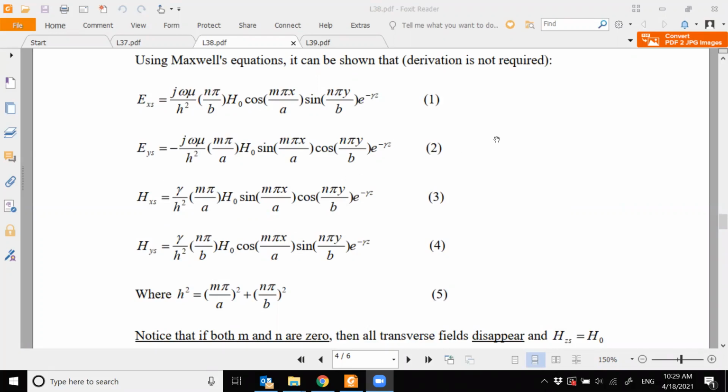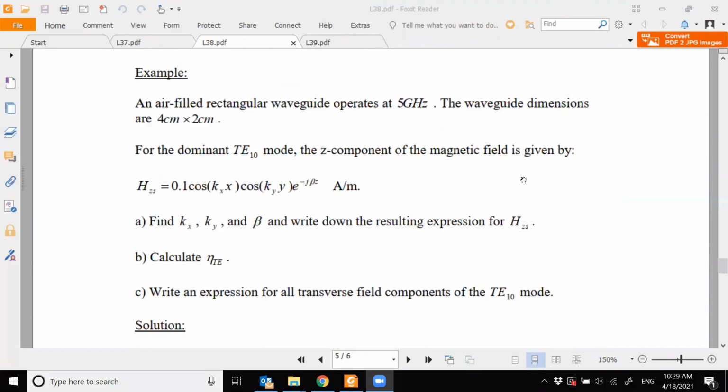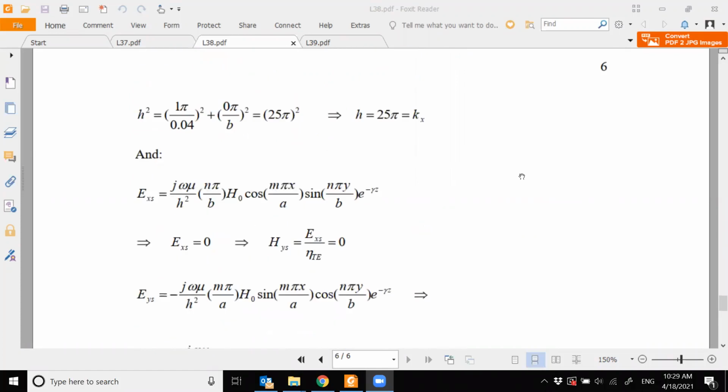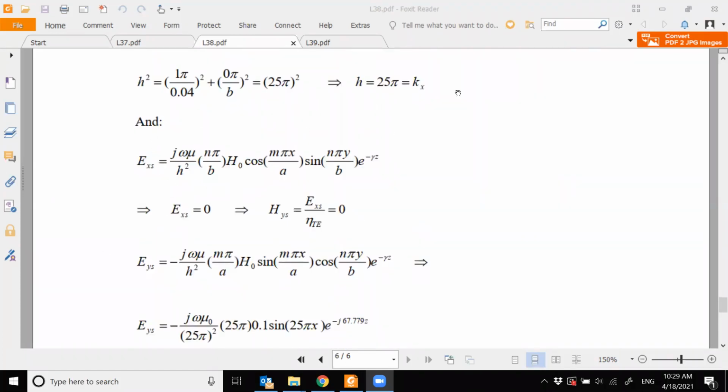So we know that Ky is 0, right? Our Ky is 0, or I would say N is 0. So if N is 0, then what are the field components that we can get? See here, this is EXS. N is 0. So therefore, sine 0 is 0. That means EXS becomes 0. When EXS becomes 0, then I can say its associated magnetic field component, HYS, will also become 0. Why? Because we know EXS over HYS must be equal to eta, right? So if this is becoming 0, that means HYS is also 0. So EXS and HYS don't exist.